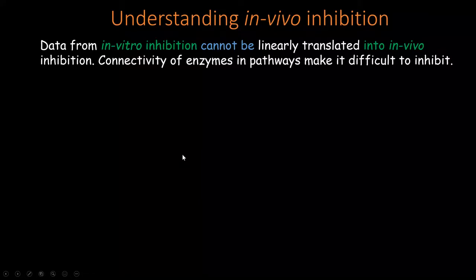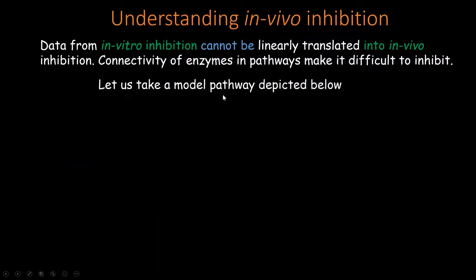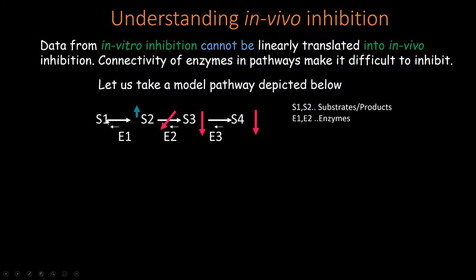Now, why can't the difference in vitro be linearly translated in vivo? That is because, as you take a pathway, let us say one of those old model pathways, as I said, let us say we do not inhibit reactions. Then what happens? Everything flows and it produces S4. Okay, S4 is produced. However, if we interrupt this enzyme, if we inhibit this enzyme E2, what happens? Two things happen. S3 goes down, and S4 effectively goes down. The enzyme is available, but there is no substrate, so it also goes lower and lower.